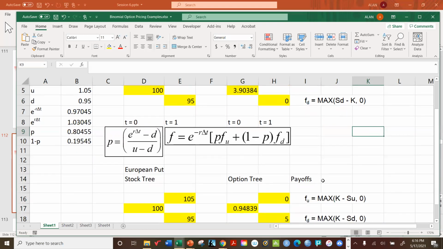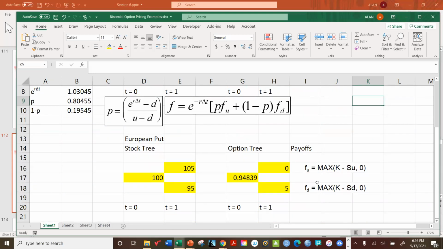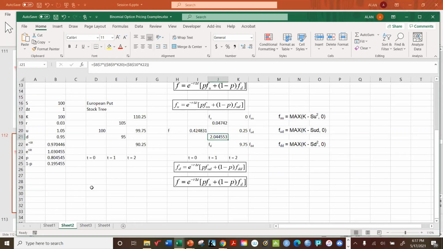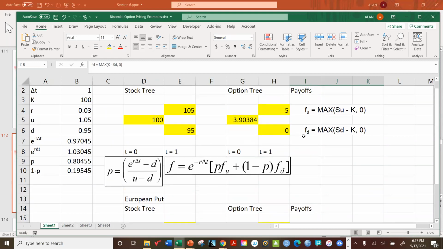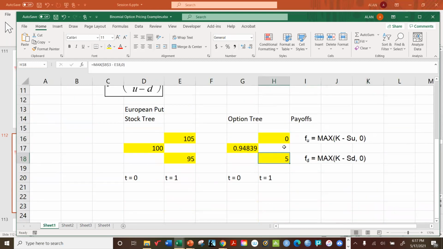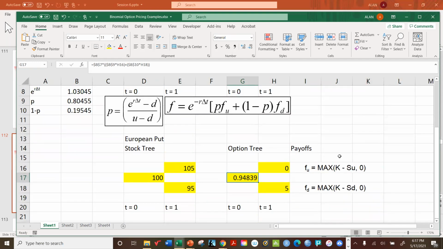All right, now what about a put? What if this same exact option had been a put? Well, like I said before, the only thing that would have changed is right here. The payoffs are different. And in fact, in this case, they're reversed. Instead of 5 and 0, they're 0 and 5. But look what a difference that makes to the price. Okay, so now we're still using this formula.